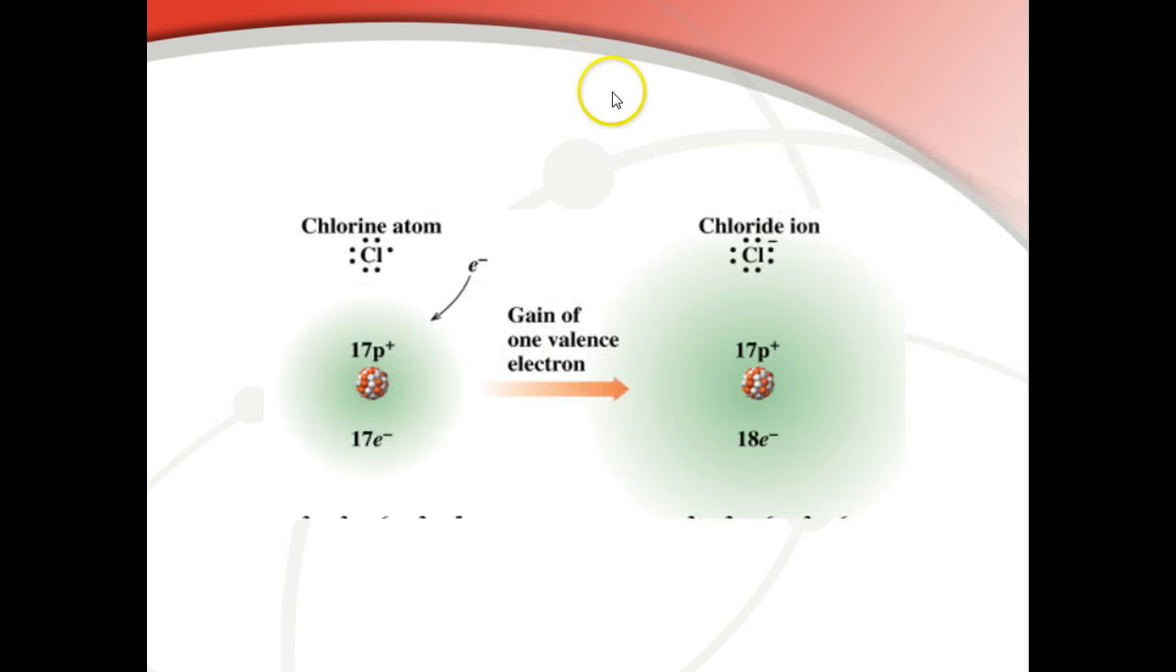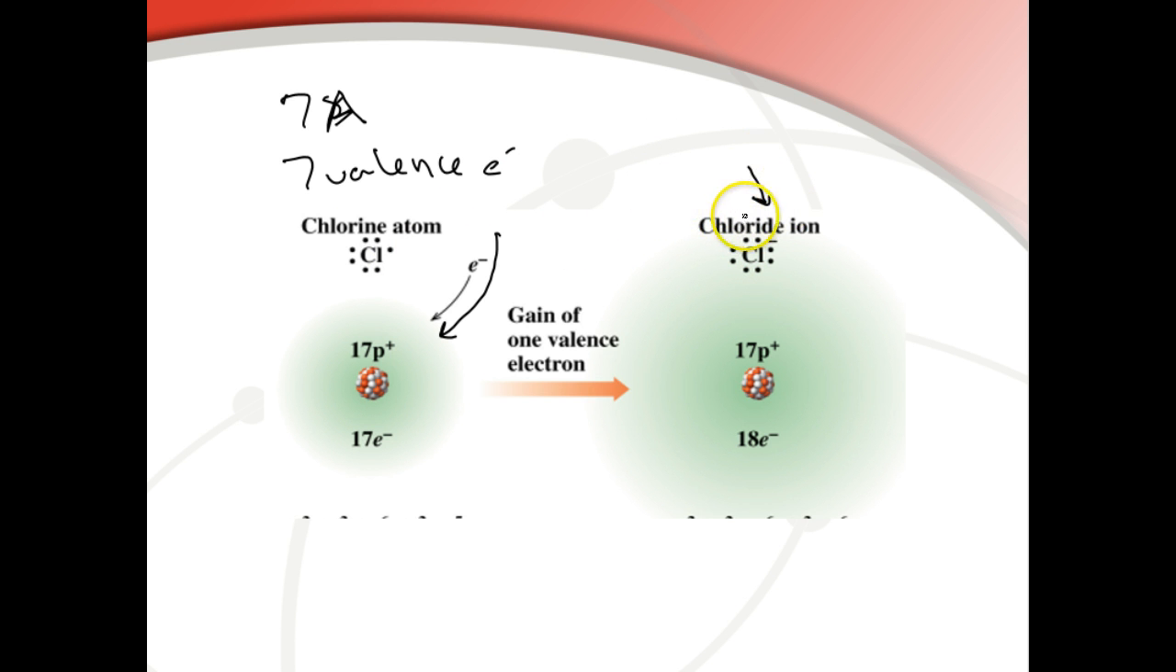Let's look at chlorine. Chlorine has 7 valence electrons because it's a halogen. It's in group 7A. 7A wants to get to 8. It has 7 valence electrons. It wants to get to 8. And so it gains an electron. Here's that electron going in. And so we get a chloride ion. Notice the ending change from chlorine to chloride.